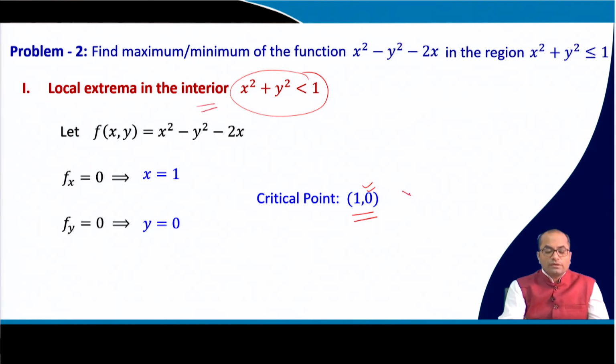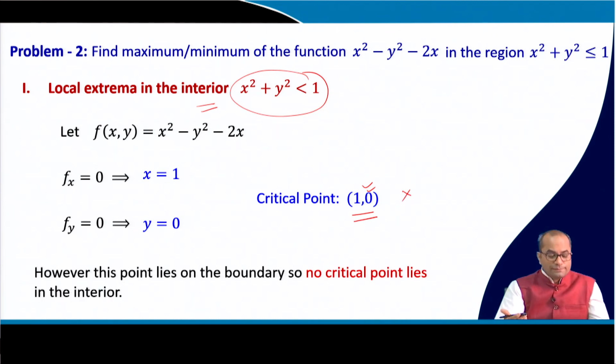So, we can ignore in fact this point also, because that will be a point on the boundary. So, this point lies on the boundary. So, no critical point lies in the interior. This is what we have observed in this case. Remember, in the earlier problem there was only one critical point, that was 0, 0, which was inside the domain, and we had considered it for the extremum values.